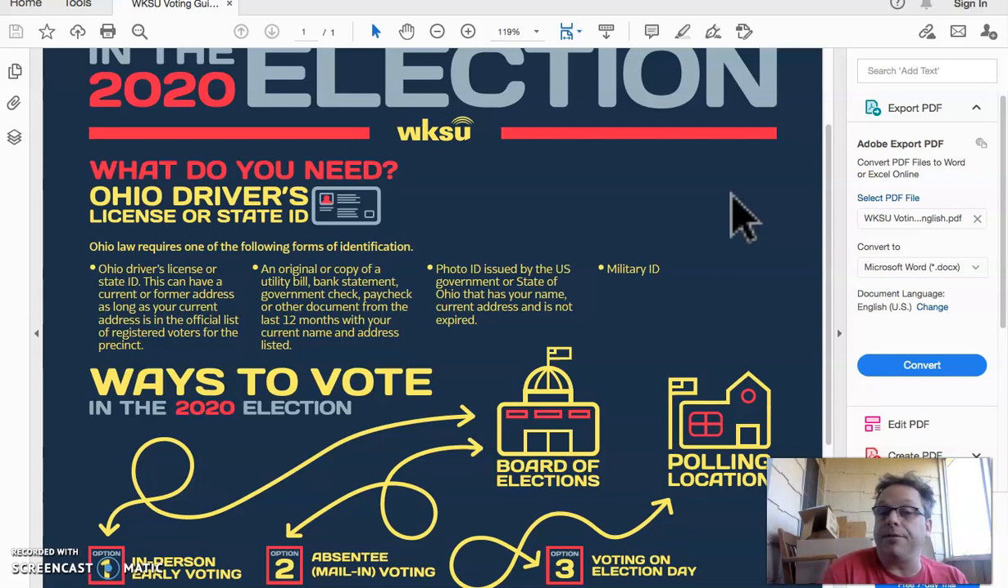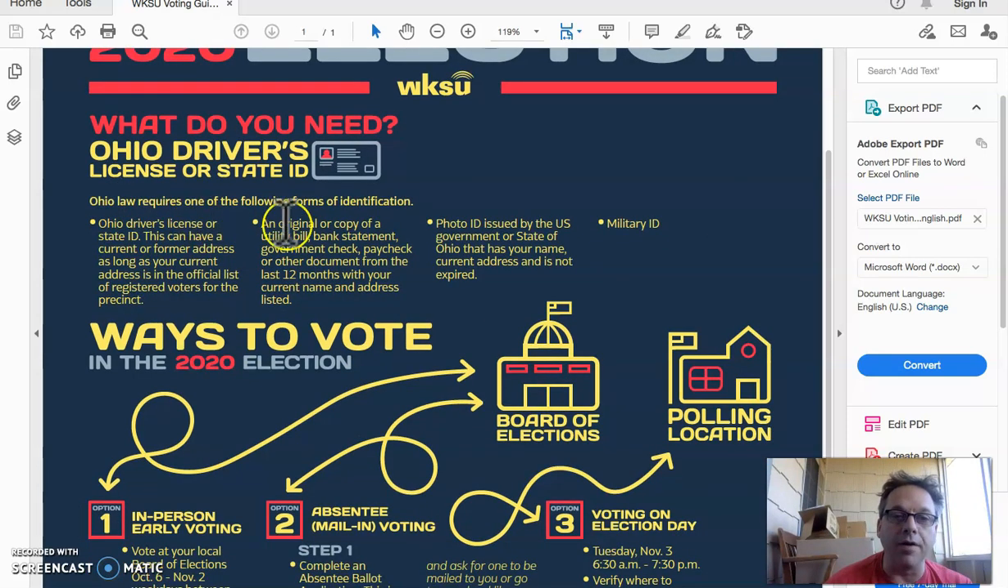Now, the ID might be if you're not driving, but you need an ID for other purposes, perhaps going into federal buildings or your job or something like that. So you may very well have an ID that doesn't let you drive, but shows who you are, your address, and things like this. Notice down here, Ohio law requires one of the following forms of identification. That is what ID stands for, identification. So driver's license is a kind of identification. And if you look here, Ohio driver's license or state ID.